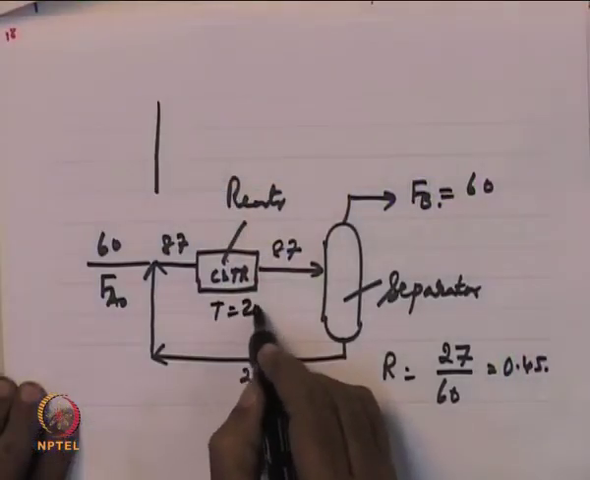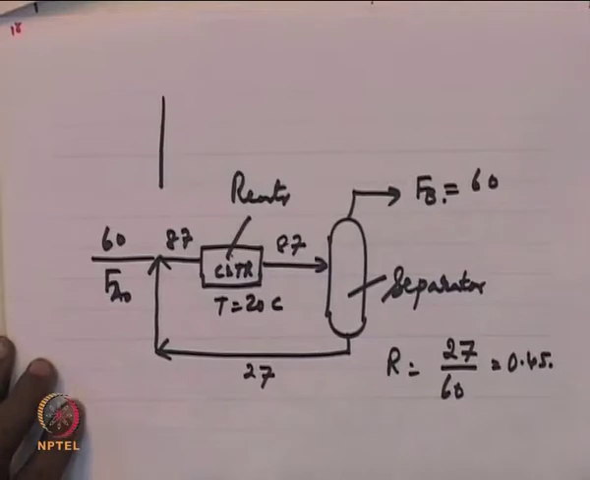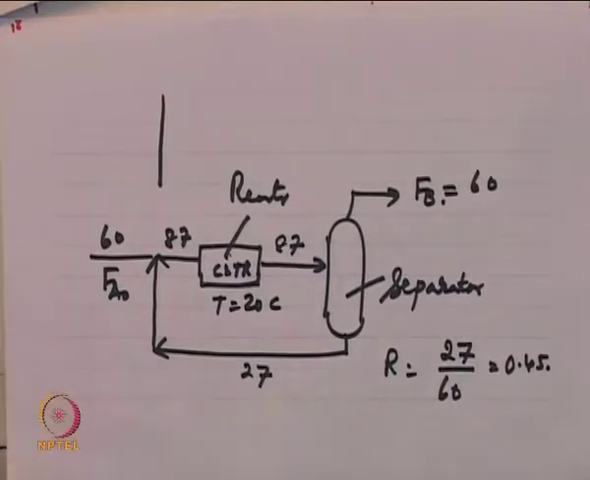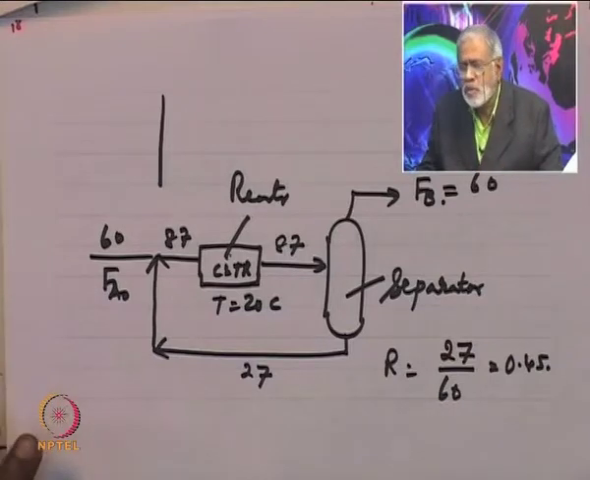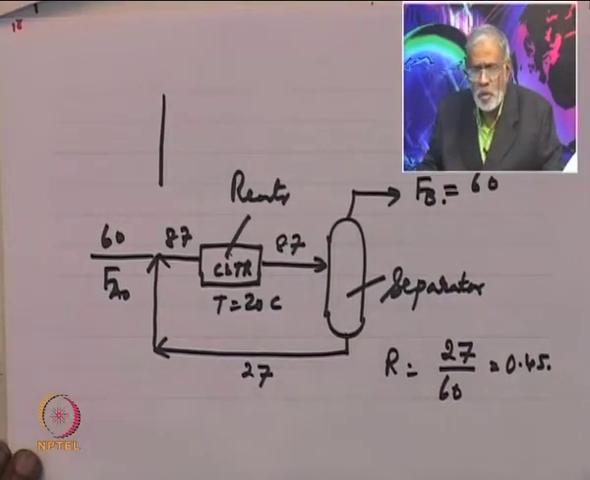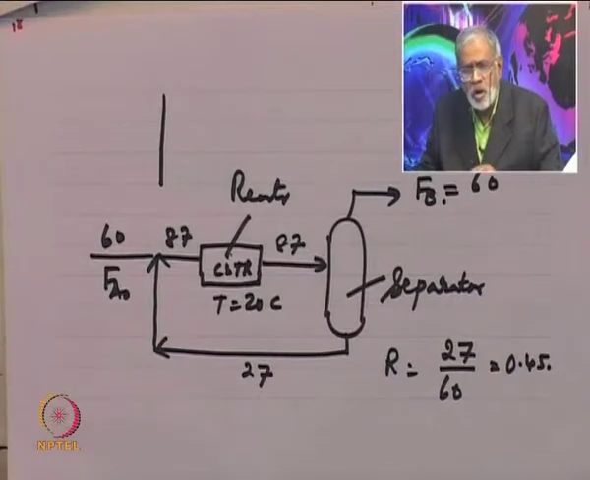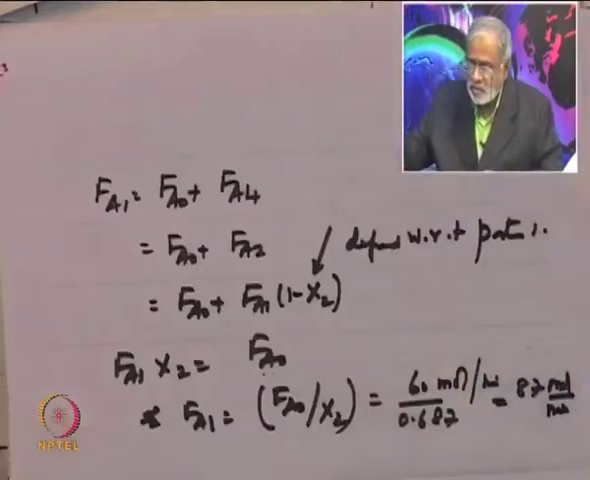Now, the question that we have to ask is, we have chosen this reactor temperature T as 20 C. What is the best choice that we can make? This is a question that we can ask, and many of these decisions are dependent on cost factors and so on. Therefore, we will have to look at different temperatures of operation and see what is the cost of doing this at different conditions.